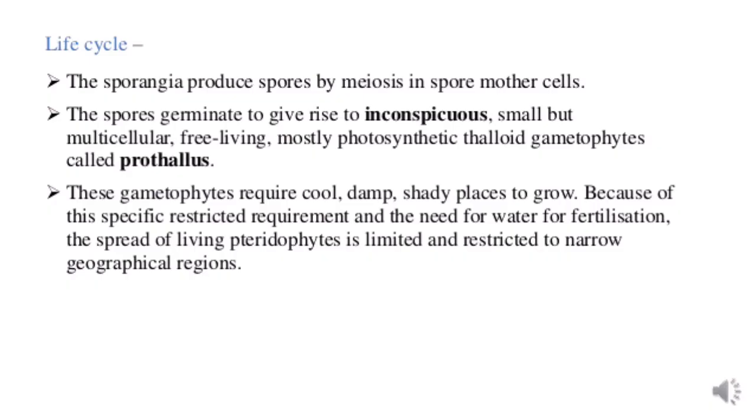Life cycle. The sporangia produce spores by meiosis in spore mother cells. The spores germinate to give rise to inconspicuous, small but multicellular, free-living, mostly photosynthetic thalloid gametophytes called prothallus.